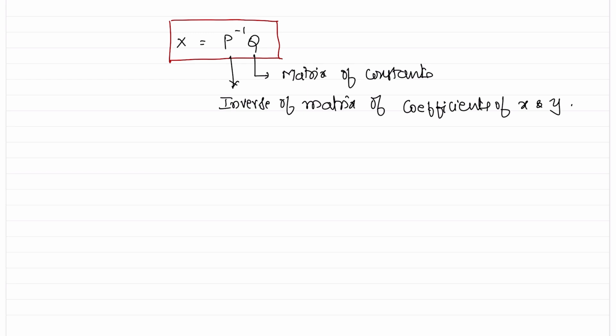Once the coefficients of x and y are known, and the matrix of constants is known, then we can find the value of x and y. This x and y, or the matrix of x, is not only restricted to a 2 by 2 matrix, it can be a 3 by 3 matrix, it can be an n by n matrix or m by m matrix. There is no restriction.